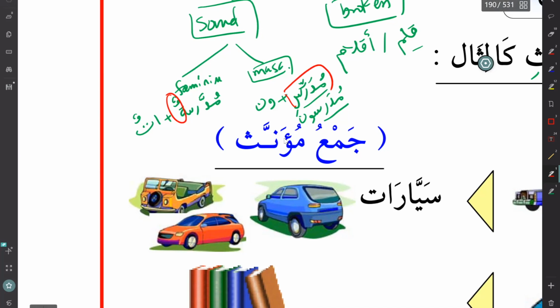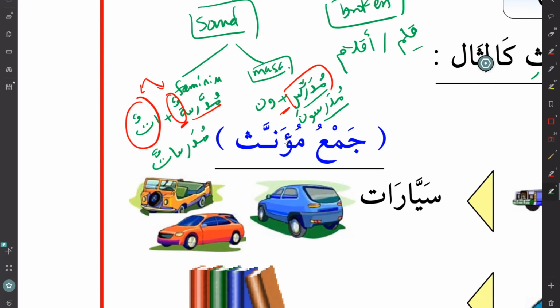Because we have mudarris, this is masculine. But we're adding this ta marbuta for what? To indicate that this is a feminine teacher. But then the issue is the alif and ta also indicates that it is a feminine plural. So there's no point in having two different things indicating the same thing, you know? That's the logic. So we remove the ta marbuta and we say mudarrisatun.